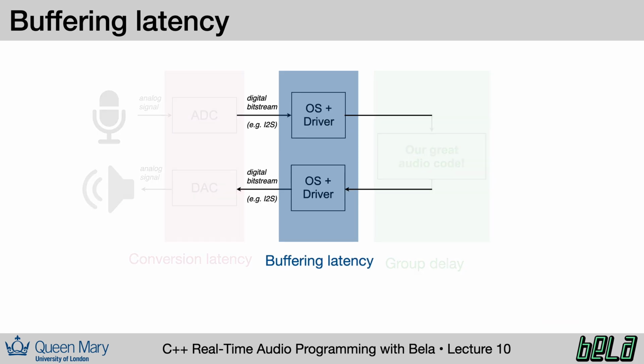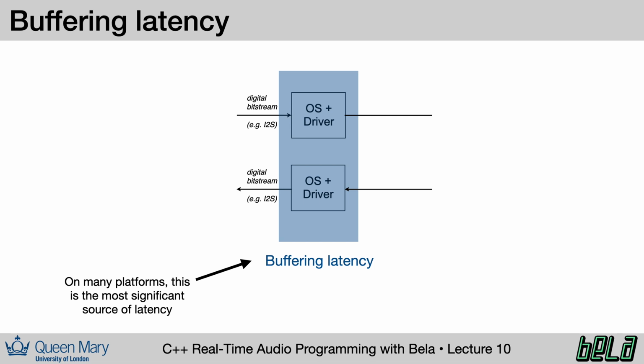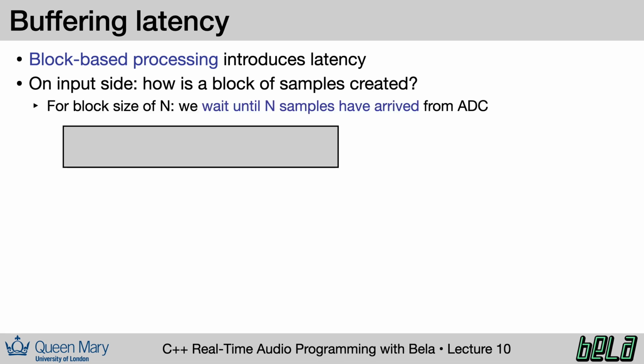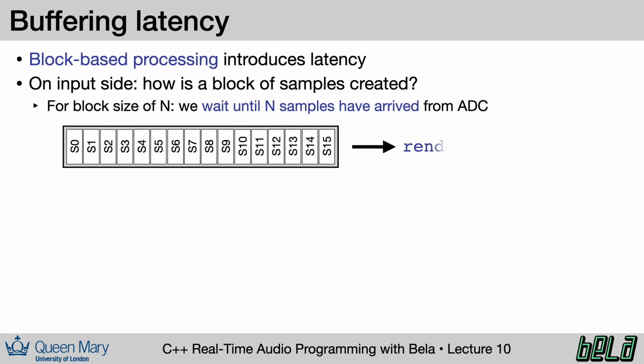Next, let's look at the latency introduced by buffering. This is typically our most significant source of latency, and it can also be one of the more complex ones to understand. It affects both the input and the output, so let's look at these in turn. On the input side, we should ask how we create the block of samples that's passed to our render function. What we do is that we wait until we have enough samples gathered together into an array. Once those samples are gathered, then we can pass it to our render function.